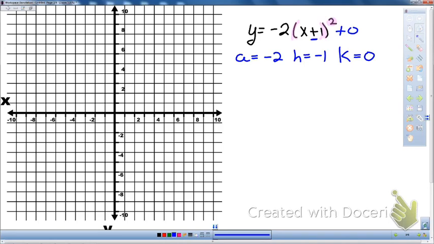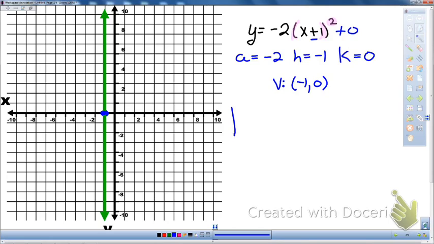Since I know A, H, and K specifically, I now know my vertex is going to be negative 1, 0. Negative 1, 0 right here on our graph. Also, remember that since we know the h value, we also know where the axis of symmetry is. That'll help make our graphs better as we continue on.